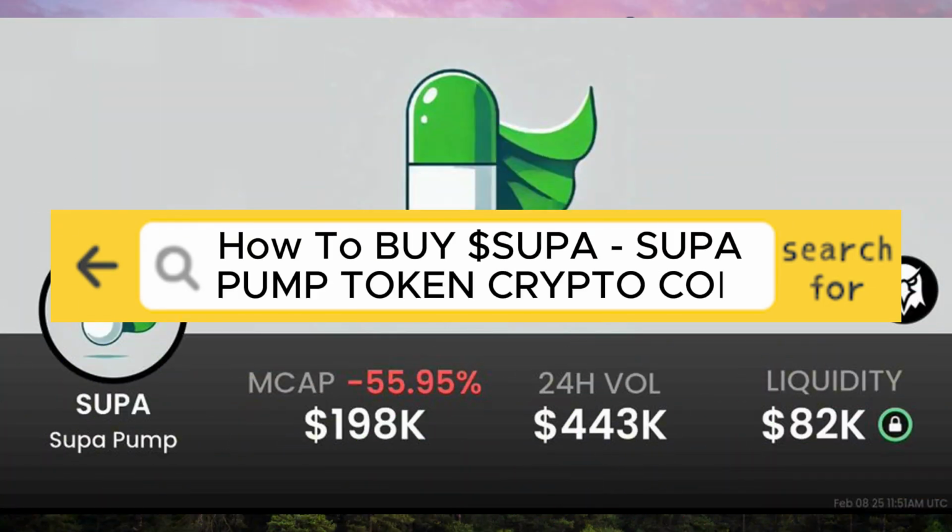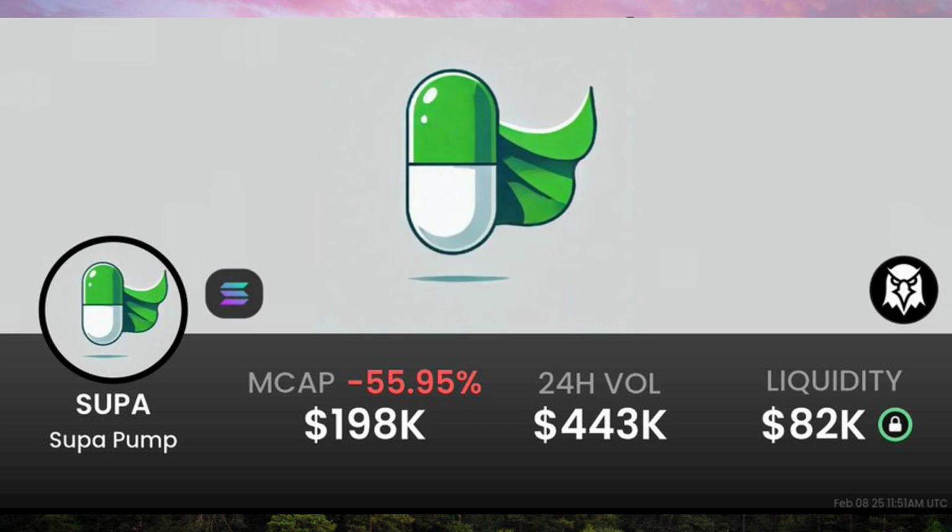How to buy SUPA Pump Token Crypto Coin. The Singularity Finance Token, represented by the symbol SFI, is set to launch soon.